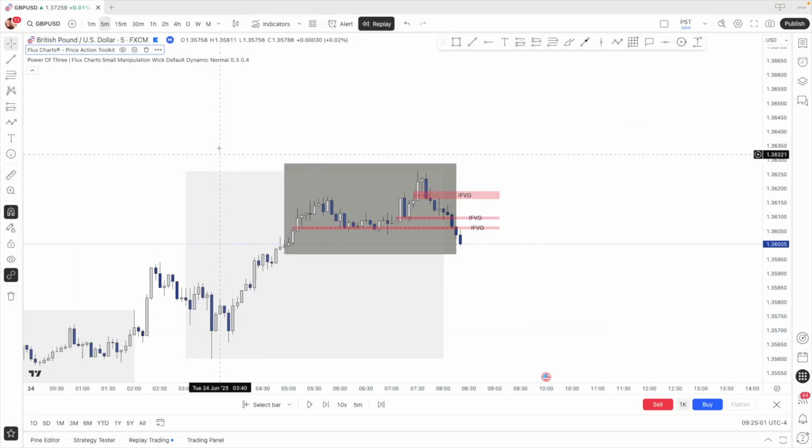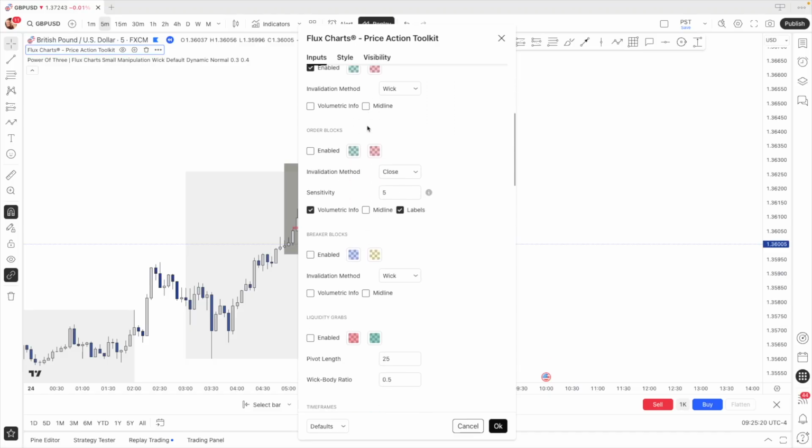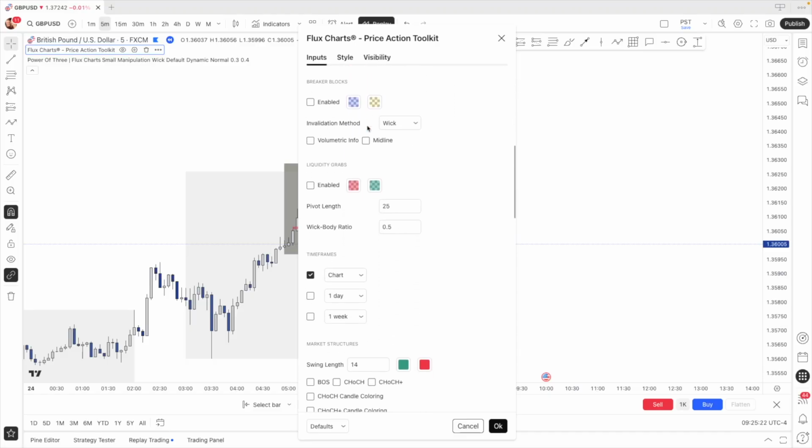Alright, so the first thing you want to do, you want to go to the link in the description. You want to go to Flux Charts and you want to get the Price Action Toolkit. This is a paid indicator. This indicator does everything from price action trading, ICT trading. It has everything from fair value gaps, inverse fair value gaps, breaker blocks, order blocks.